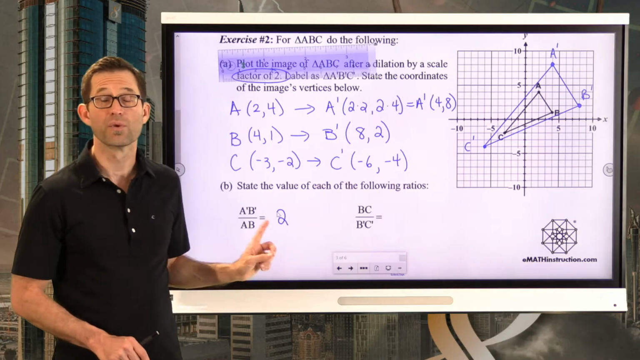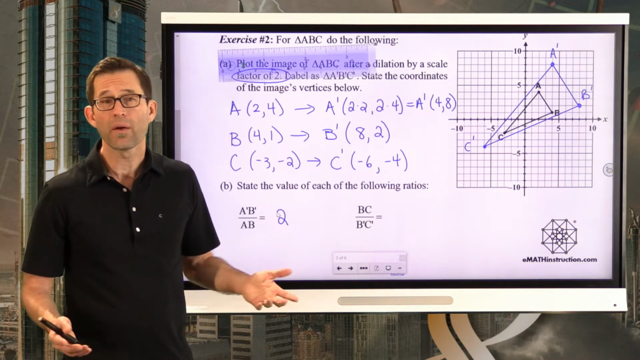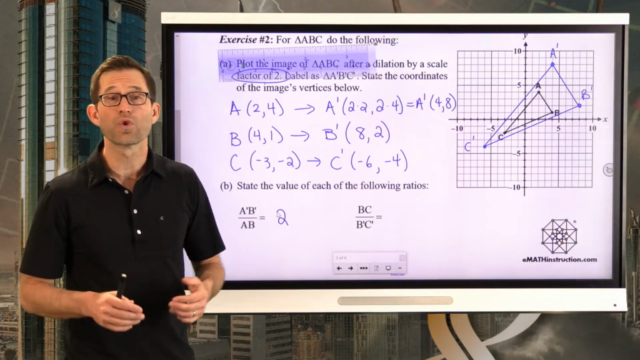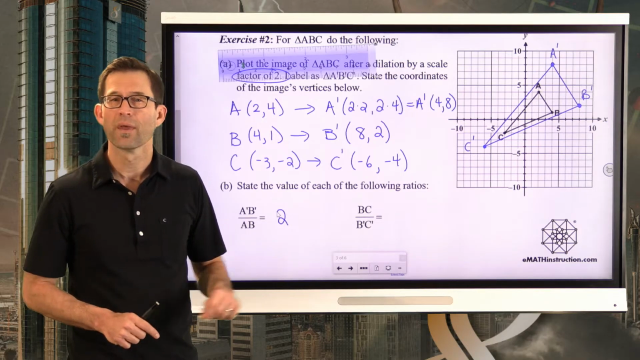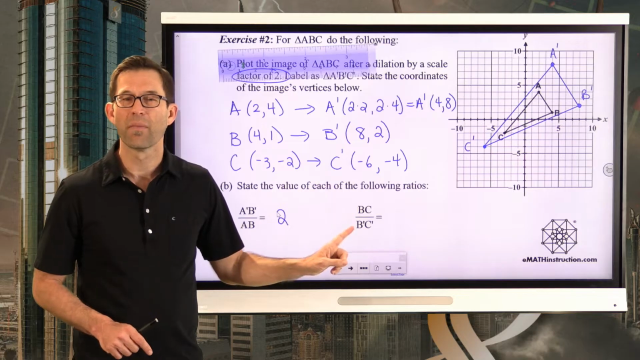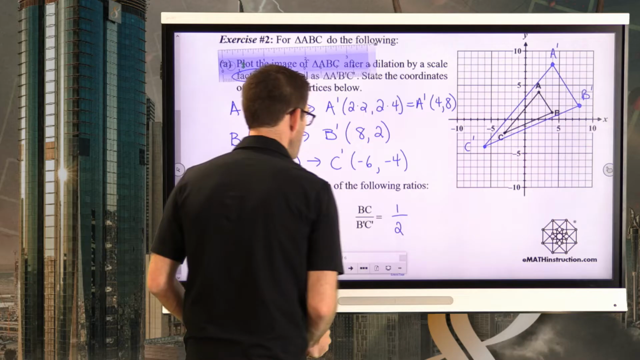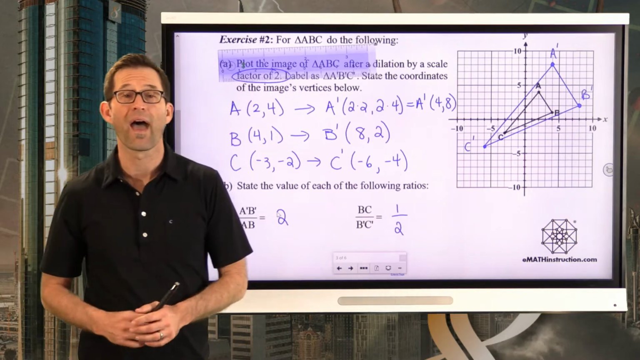Well, think about what this really means. A prime B prime divided by AB is 2. That really means that the image is twice as long as the original. But this one is the original divided by the new one. That ratio then is the reciprocal of this one. That's got to be half, right?